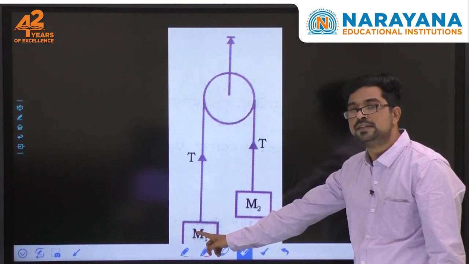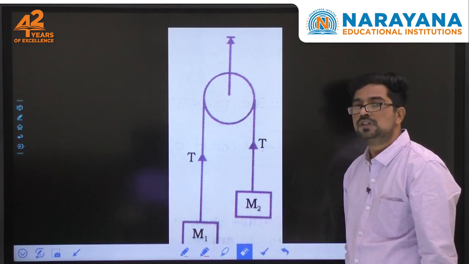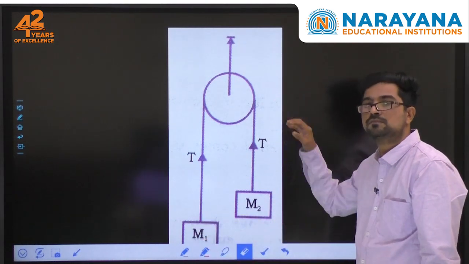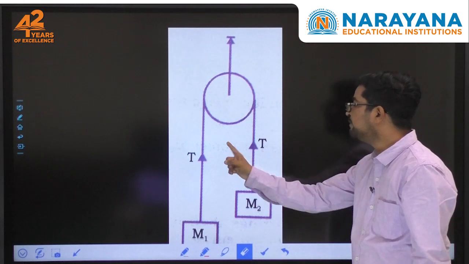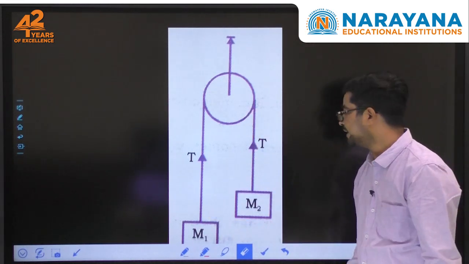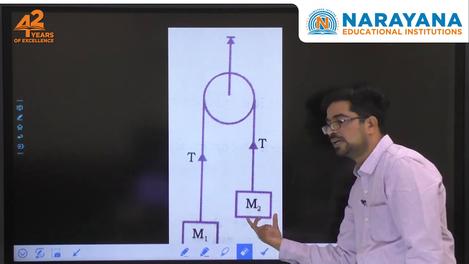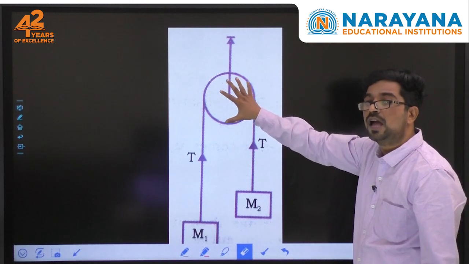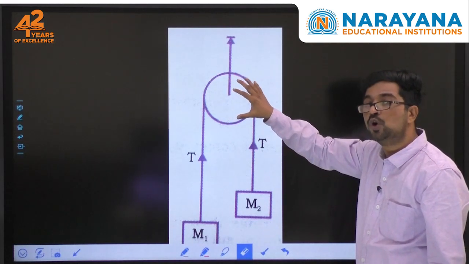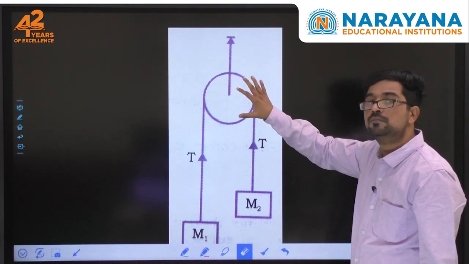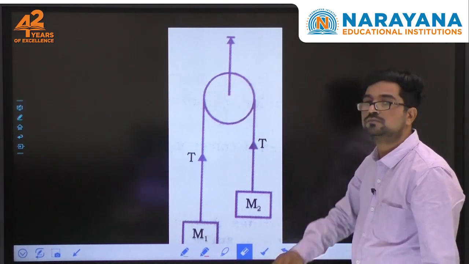If this mass m1 is more than mass m2, then mass m1 will move down and mass m2 will move up. So here you find the tension will be the same throughout the string. Only the masses will move up and down. And don't forget that this pulley should be light and should have no friction, I mean there should be no friction between the pulley and the string.